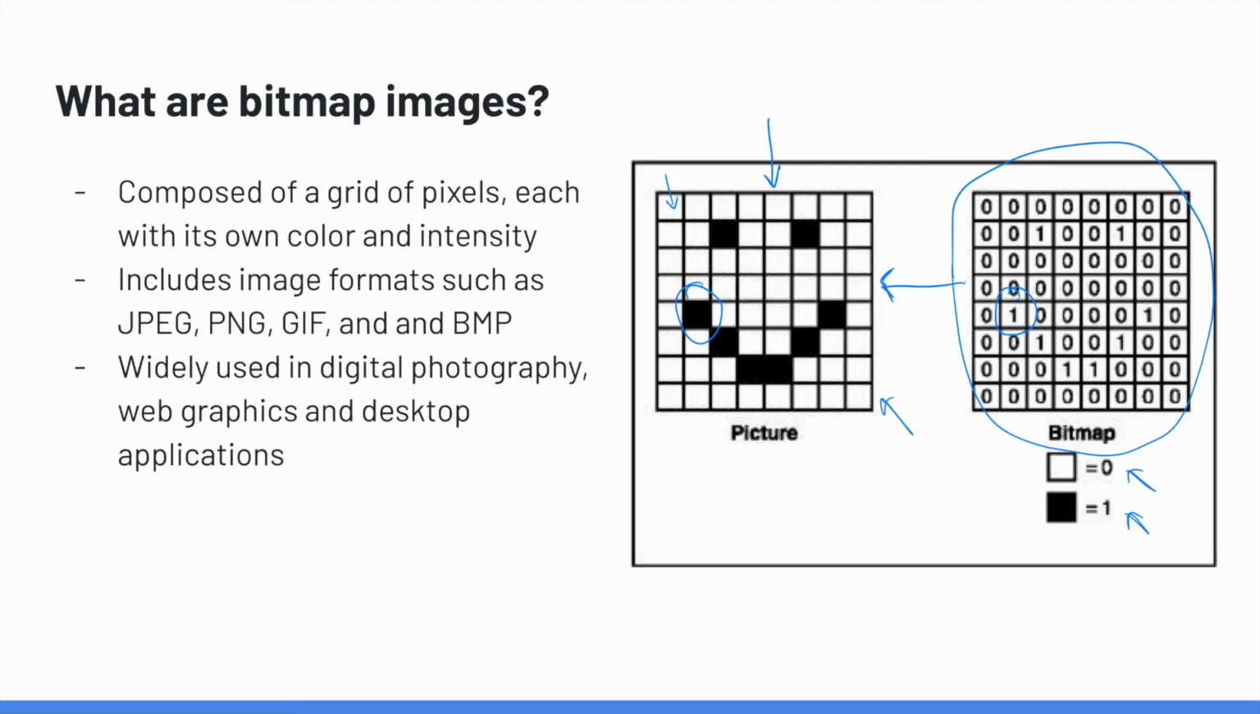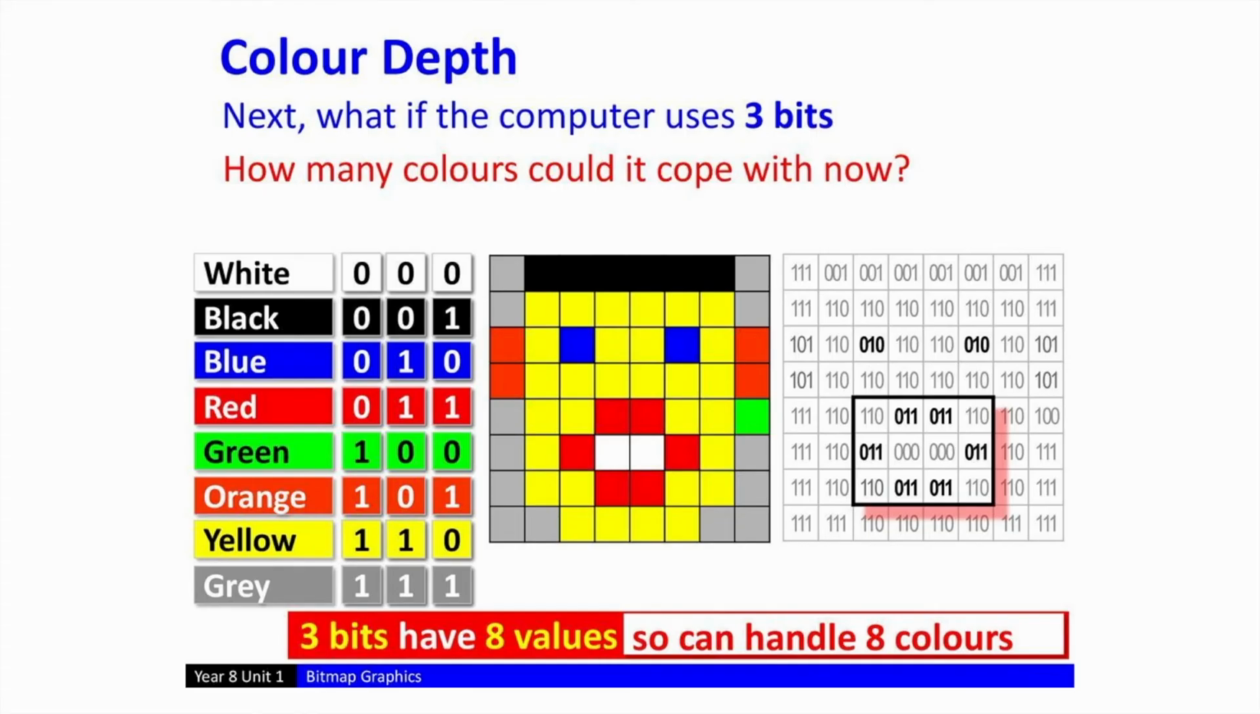Now, bitmap images are basically the image formats such as JPEG, PNG, GIF, or BMP that you've probably seen before if you've done any sort of work with media. And obviously these formats are widely used in digital photography, web graphics, and just in your usual desktop application. But this idea of an image, of your screen and of an image being represented by a grid of pixels, and each pixel corresponding to a single bit, a 1 or a 0, or a certain number of bits, is fundamental.